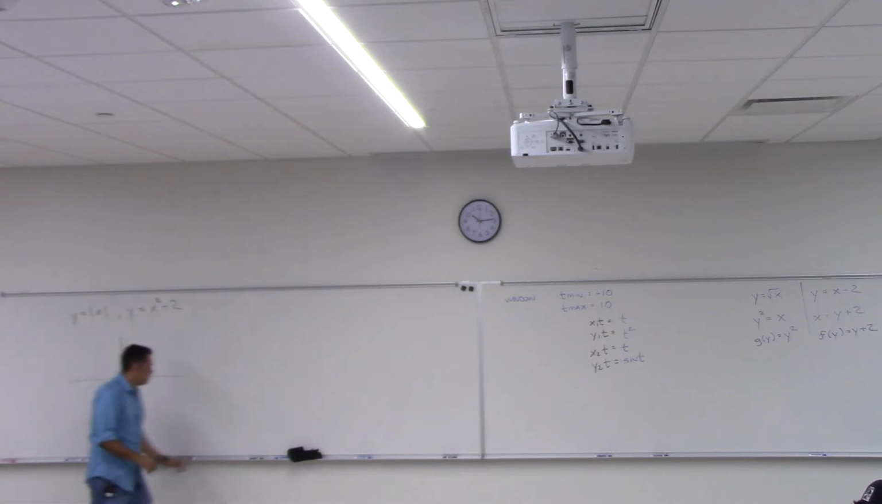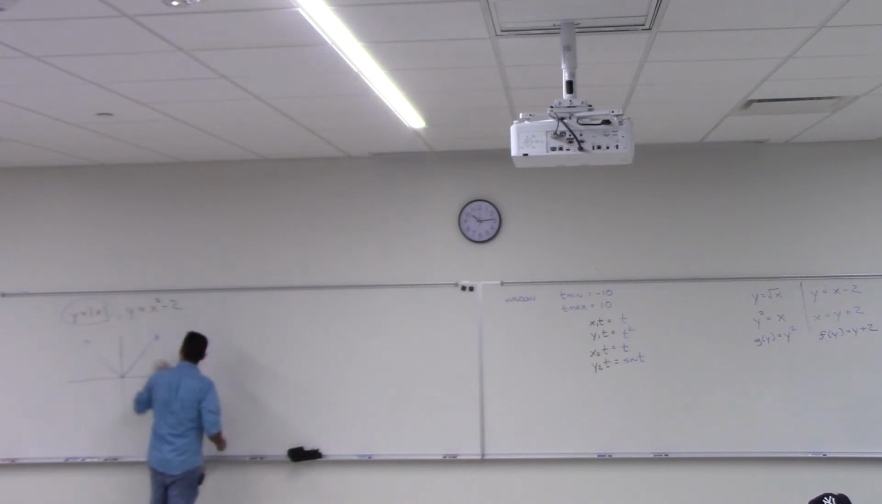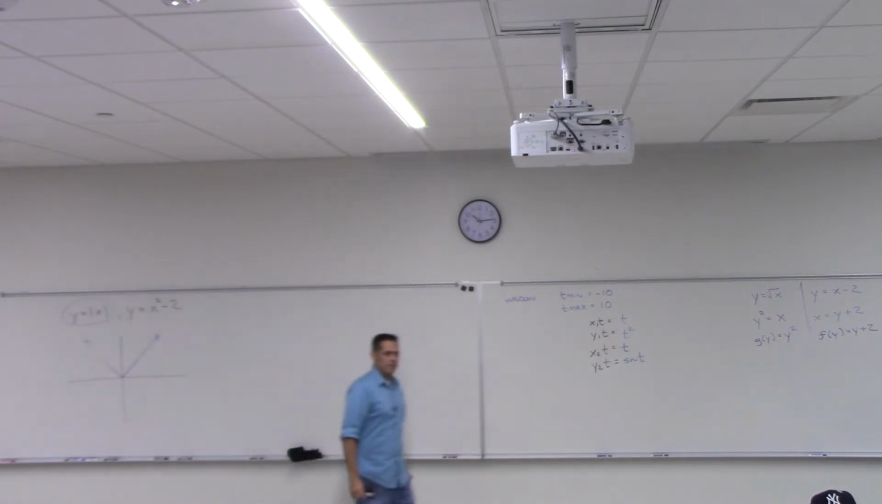Start with the absolute value. Absolute value of x looks like a V, right? Very sharp corner at the origin. That's the absolute value of x.